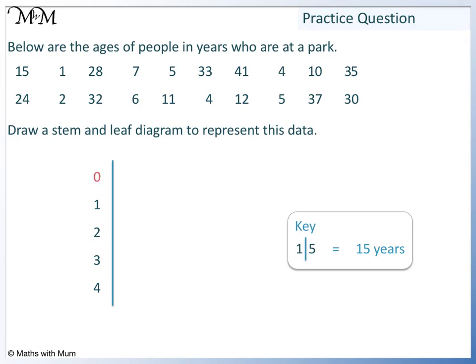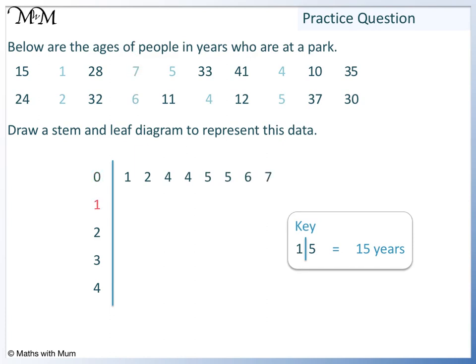Starting with 0, we have 1, 2, 2 4s, 2 5s, 6, and 7.